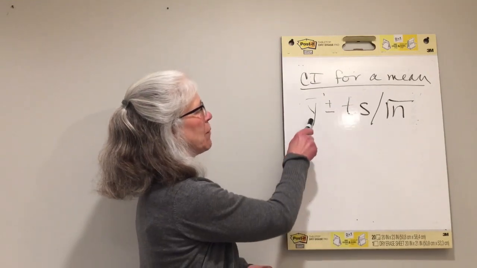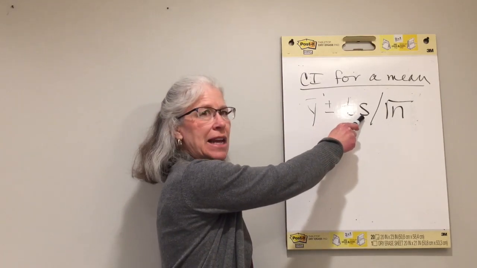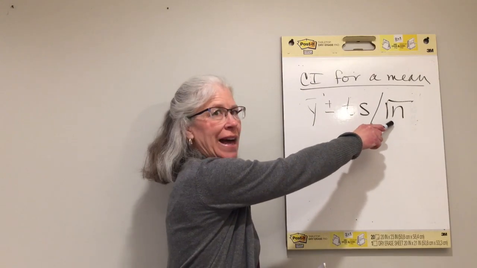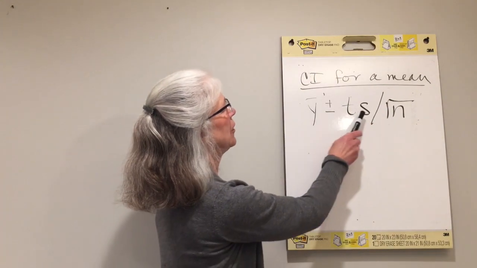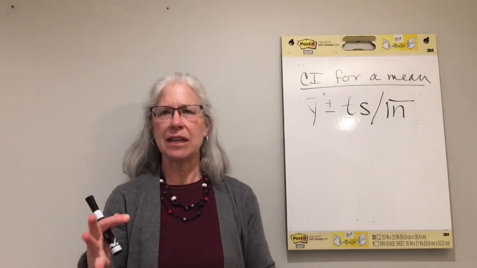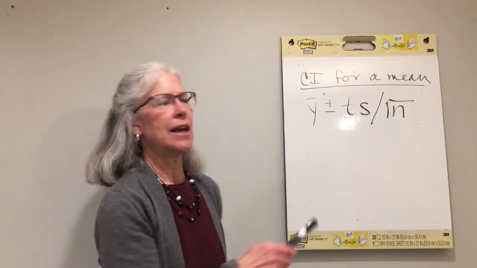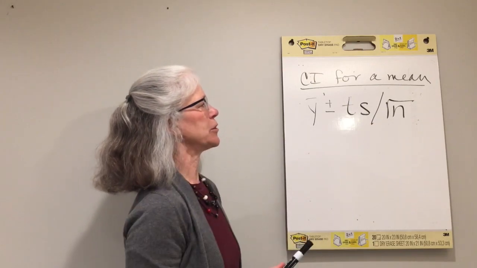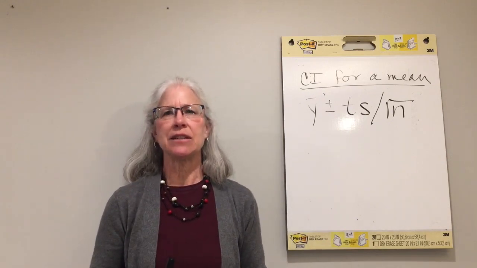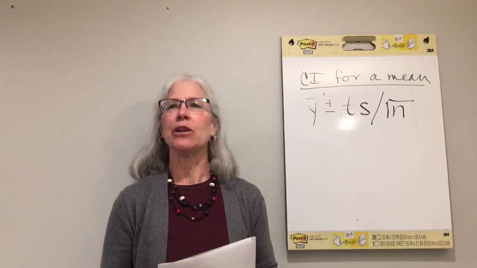Well, this is the sample mean, the mean of our sample. S is the standard deviation of our sample. N is our sample size. So three things, mean, standard deviation, and sample size, we get from the sample. So we take a sample, figure out how many are in the sample, compute the mean and the standard deviation, and we have three of the four numbers we need. The last number we need is a t-statistic.